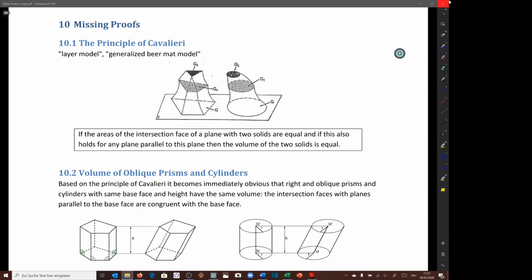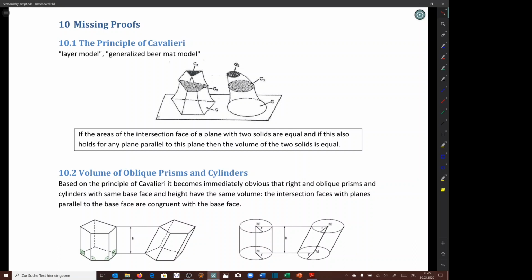In this chapter, we have introduced several formulae without proving them, so now it's time to catch up with these proofs. It was introduced by the Italian mathematician Cavalieri in the 17th century. When you remember the argument about slant prisms, we used there a beer mat model, and actually this principle of Cavalieri is sort of a generalized beer mat model.